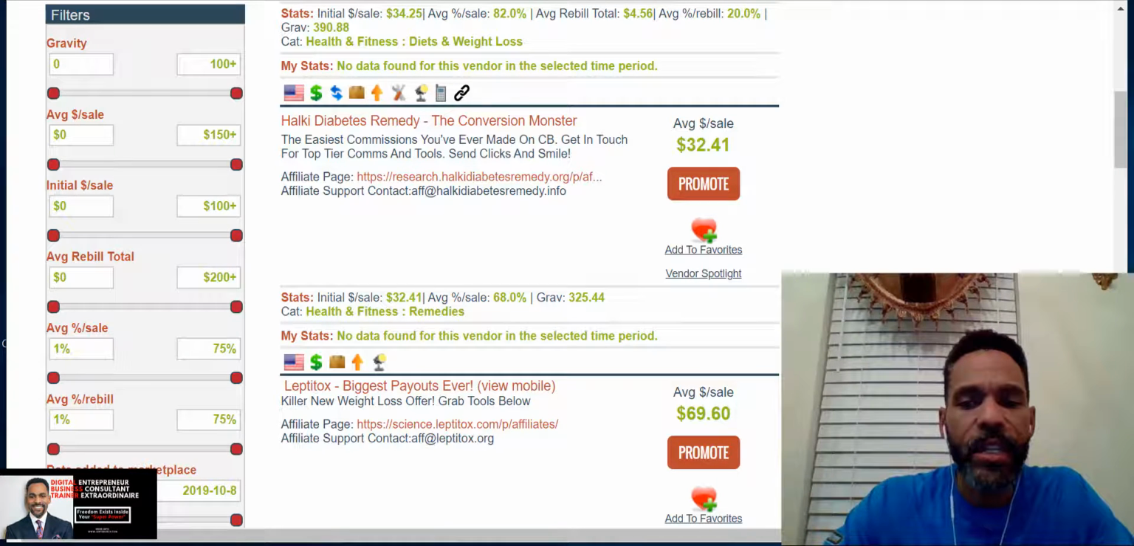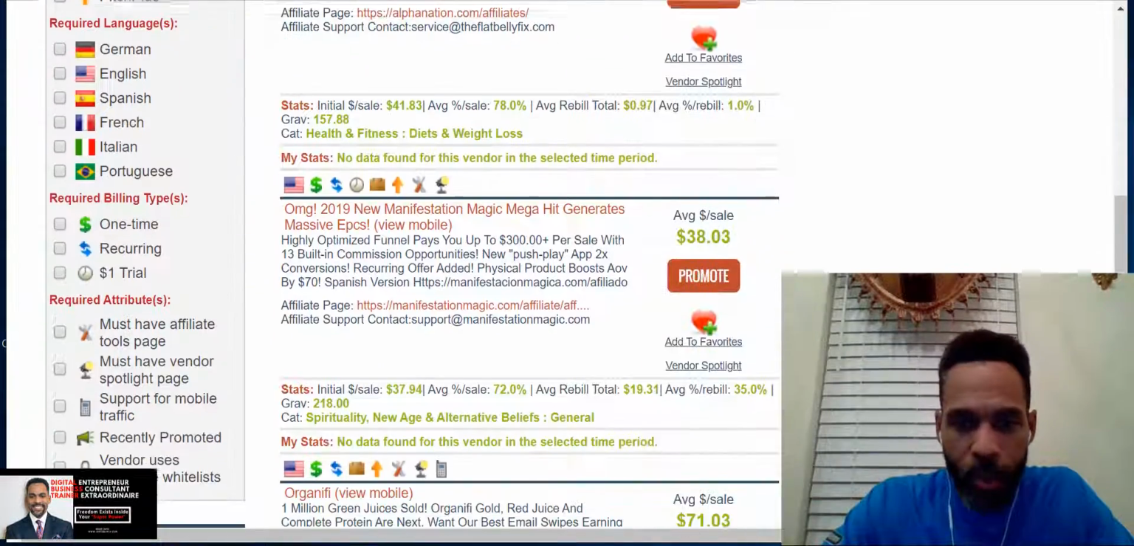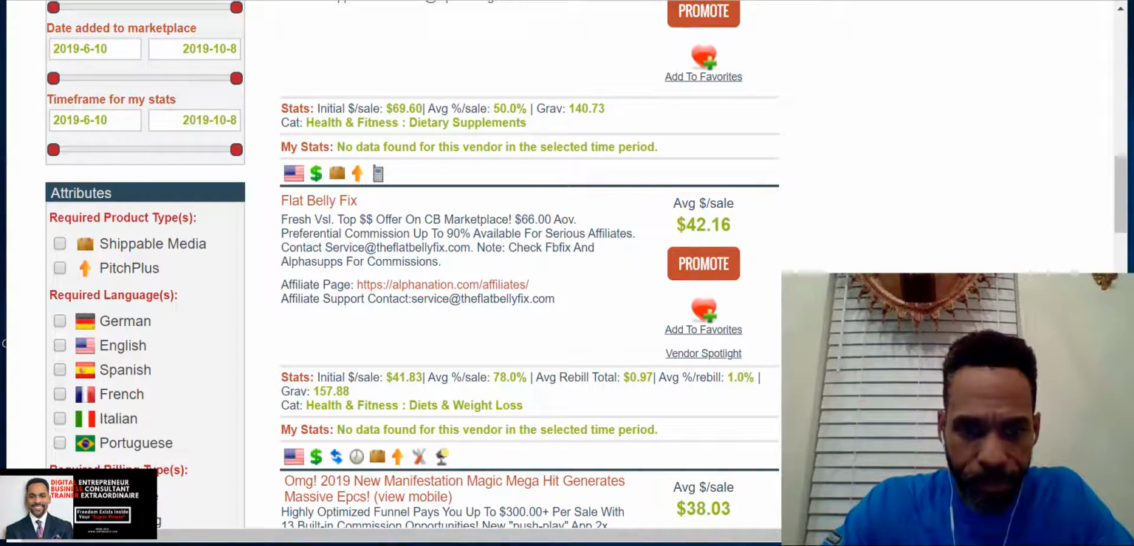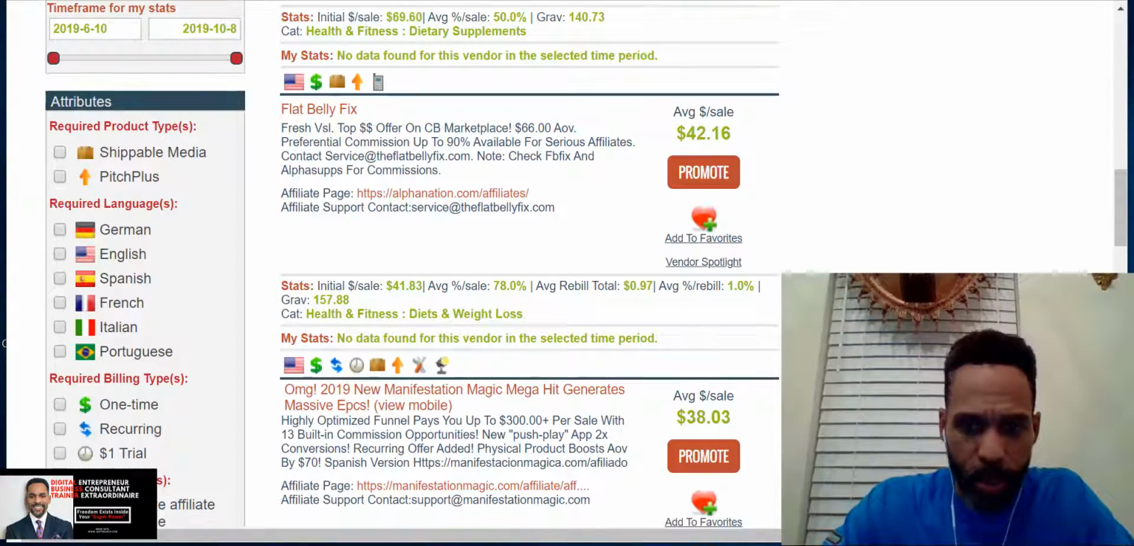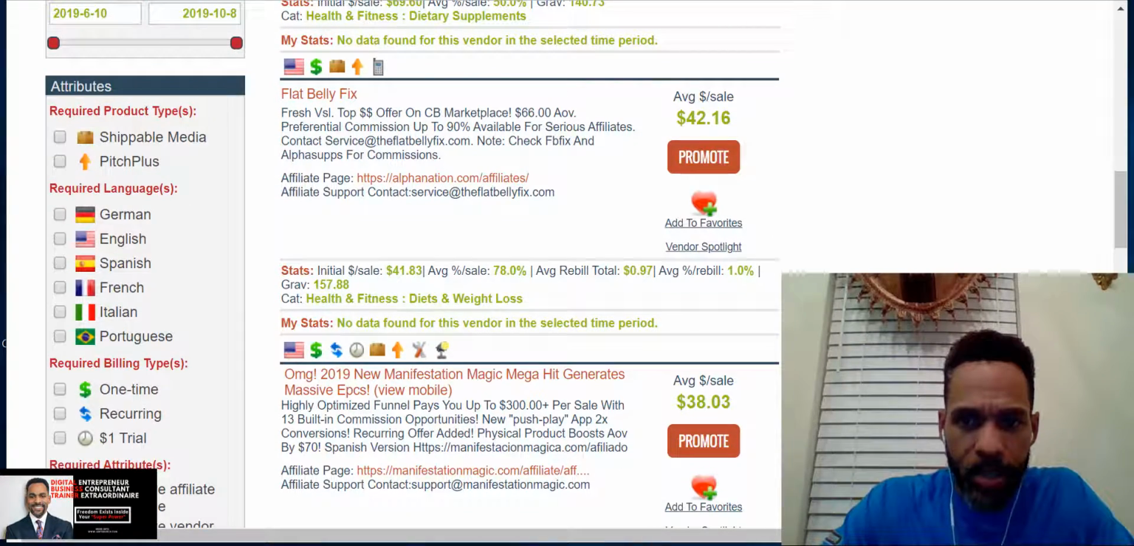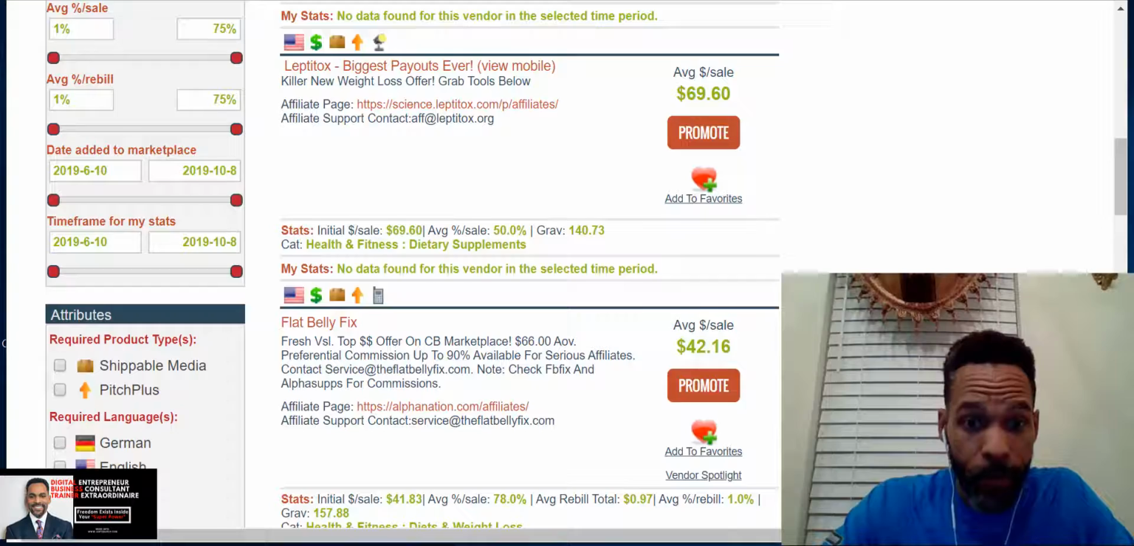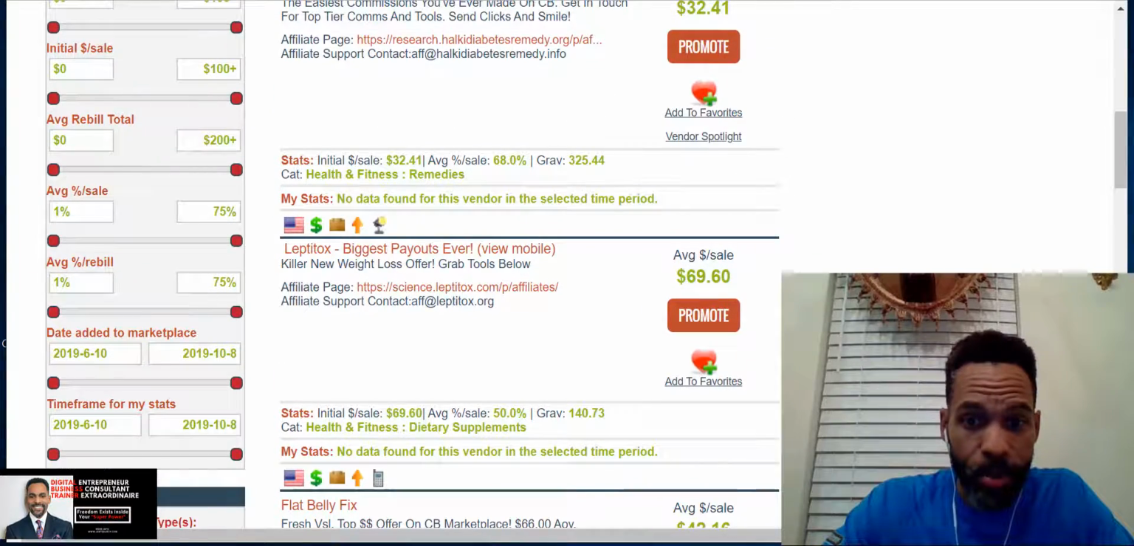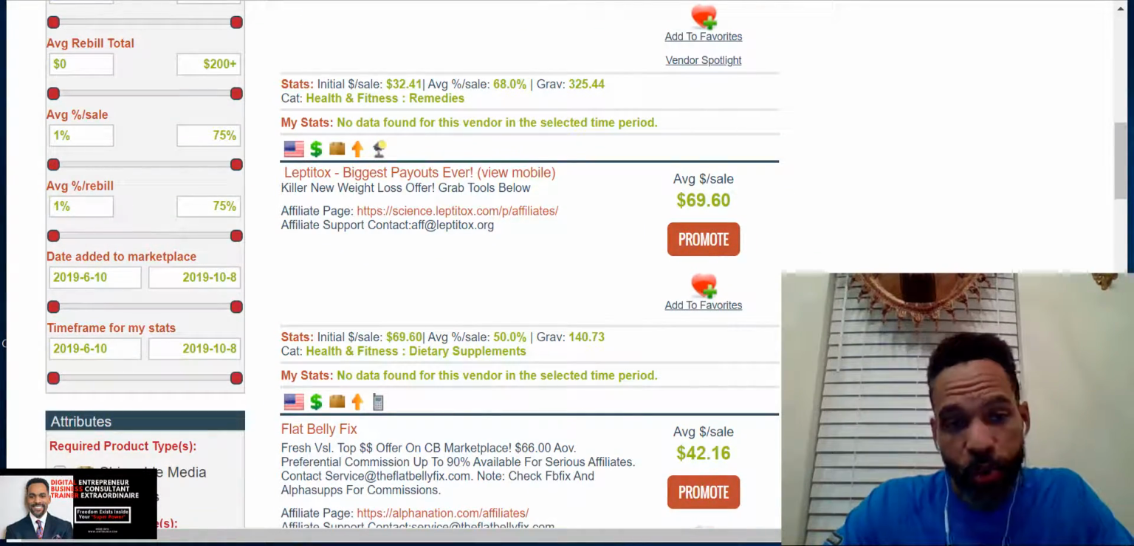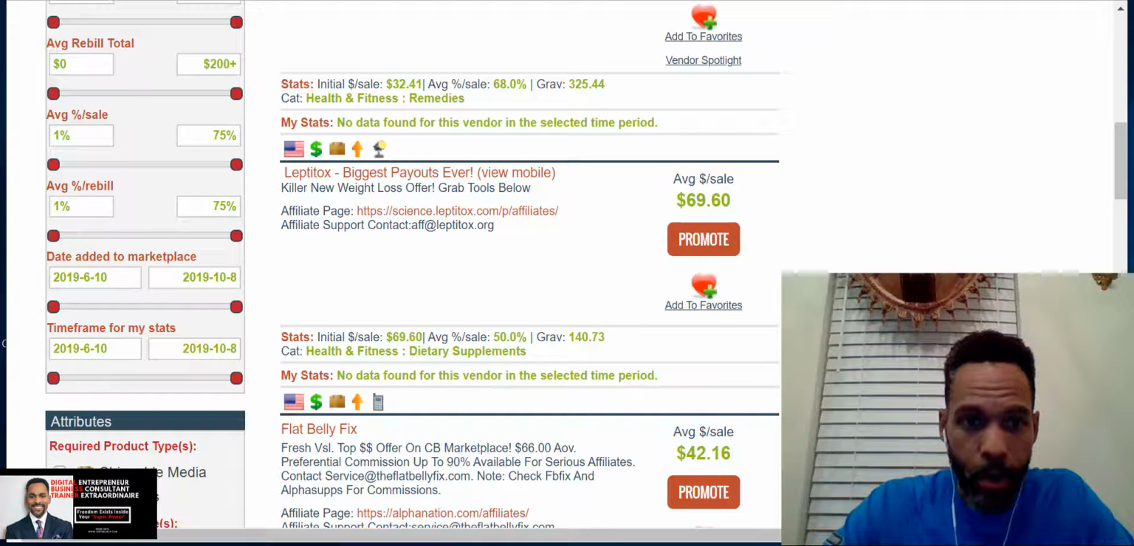Now, what's the number of gravity that one should look at? Well, I would say, here's one, 325, $32 on the initial dollar per sale. Let's see here, $41 average, 78% of that sale. That gravity is 157, so it starts to drop. Actually, I've skipped one, I'm sorry. Here we go.